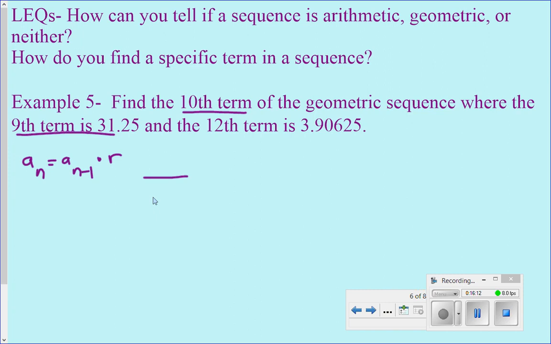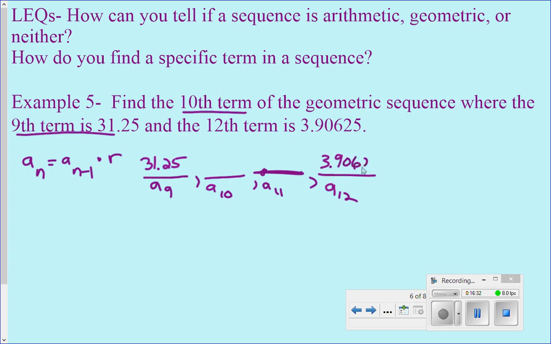So if I'm starting with A9, I'm going to go ahead and put that 31.25. Then the next term would be A10. And then A11 is another term, and then A12. And A12 is that 3.90625. Okay, so someone said, well, can't we get the geometric mean? Well, look at that. There's an even number of numbers in between this time, so there's not a middle. So we can't really get the geometric mean. That won't work.